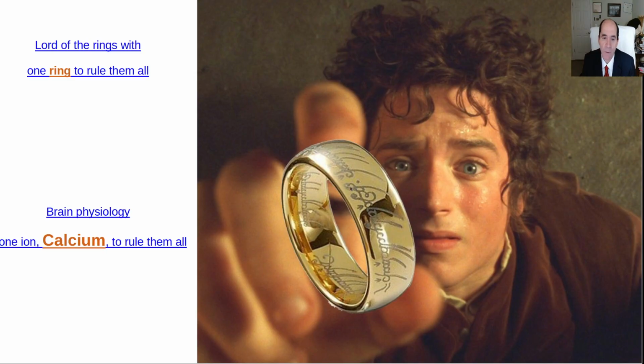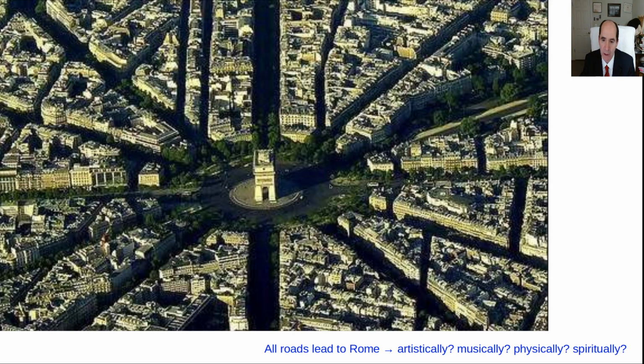Okay, and like I said, when I talk about calcium, this is like from the Lord of the Rings movie. One ring to rule them all. Okay, and calcium is it. It is the aristocrat of ions, whereas magnesium, potassium, sodium, those are all the minimum wage manual laborers that take orders from calcium, okay? All roads lead to Rome. All roads inside the cell lead to calcium, okay?